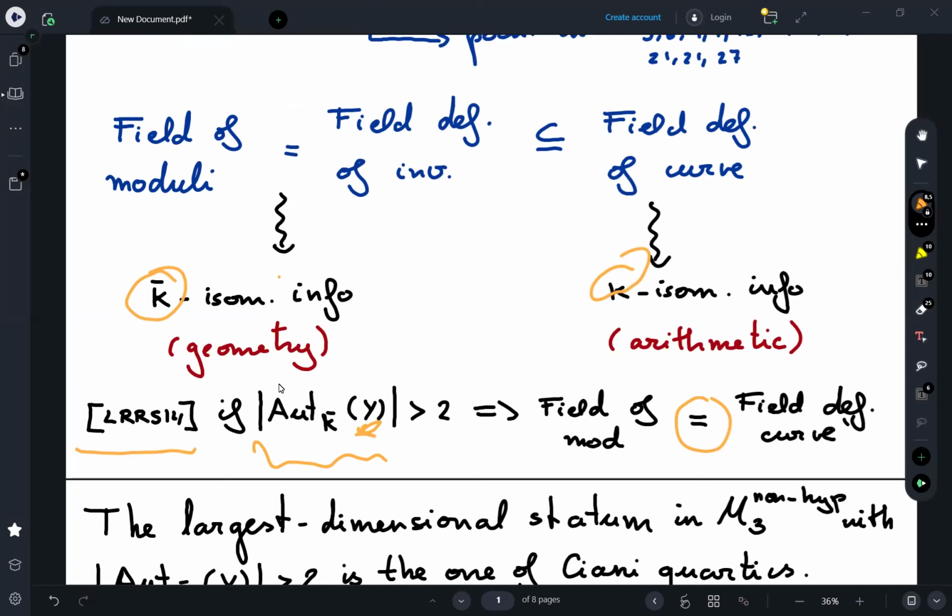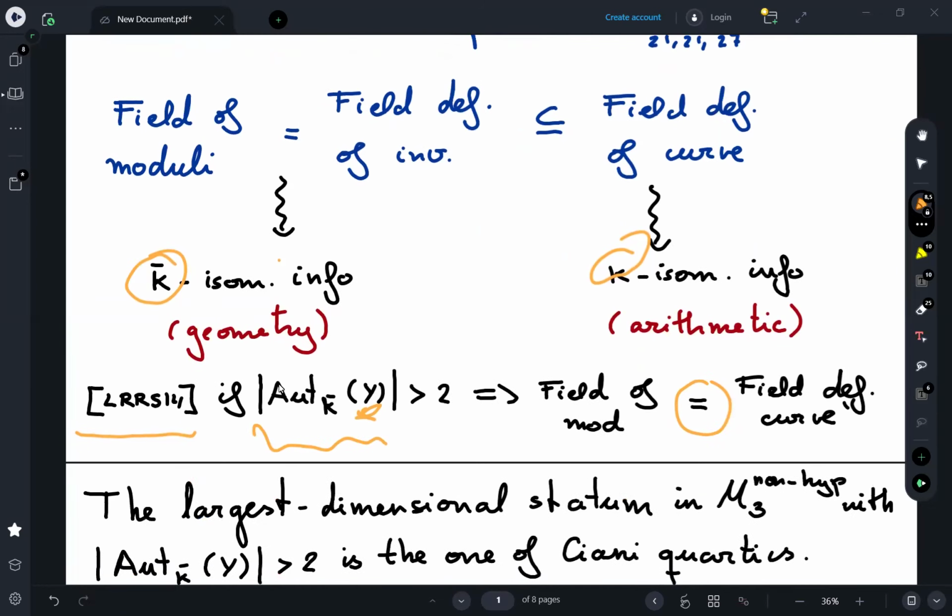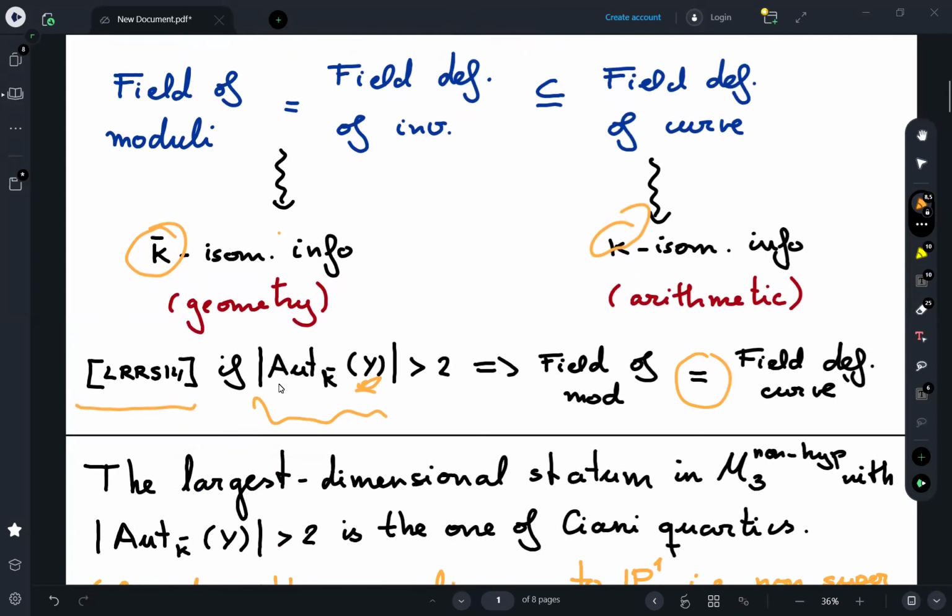And the thing is that if you look at the different strata that you get for the moduli space of genus 3 non-hyperelliptic curves by automorphism, the largest one, meaning the one with the largest dimension, is actually the one of Ciani quartics. So this is an interesting fact for which we want to look at these quartics. I haven't given the definition yet of a Ciani quartic, but don't worry, I'm coming to that.